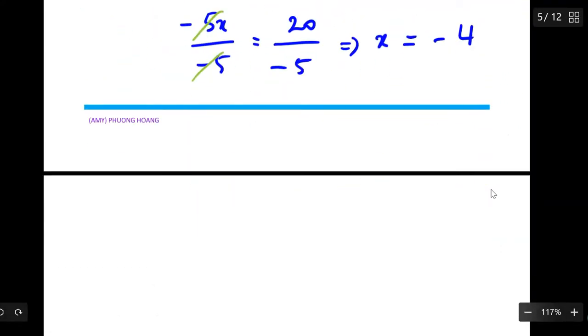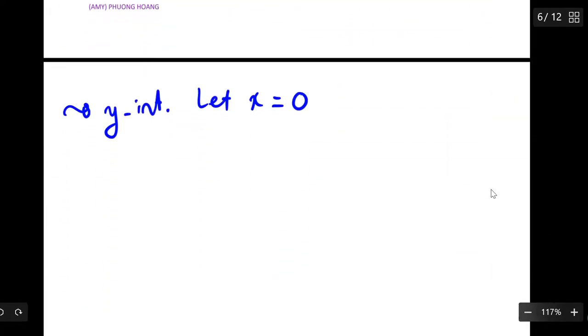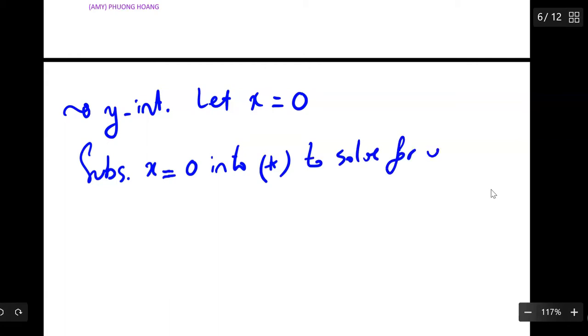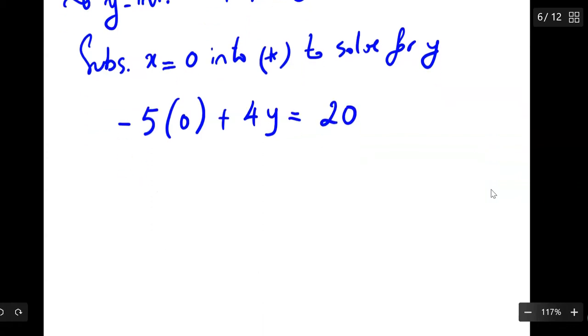The next step is to find the y-intercept. So what does it mean by y-intercept? I will let x equal to 0. So let me double check up here. I said let y equal to 0. Now let x equal to 0. That means I'm going to substitute x equal to 0 into equation star to solve for y. Okay, so that means negative 5 times 0 plus 4y will be equal to 20. Okay, so that means this is equal to 0, so 4y equal to 20. I divide both sides by 4.